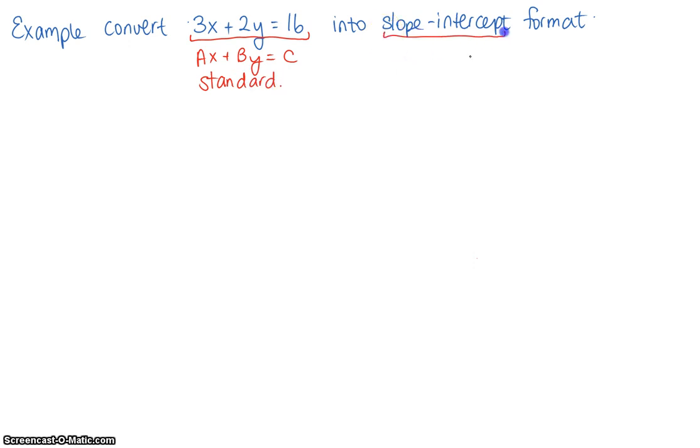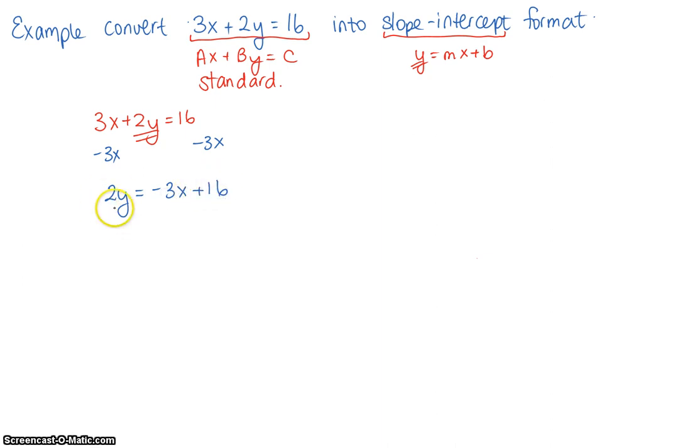Slope-intercept format is in the form of y equals mx plus b. Now if you notice, in this format we isolate for your y value. So we're going to use this equation, 3x plus 2y equals 16, and we're going to isolate for my y. So to both sides of the equation we're going to subtract 3x, subtract 3x. So we're going to have 2y is equal to negative 3x plus 16.